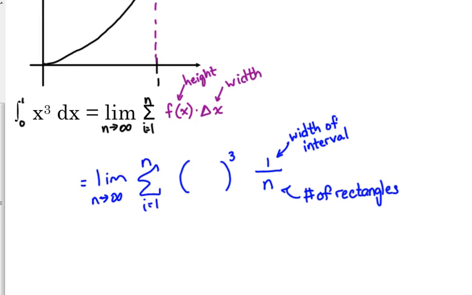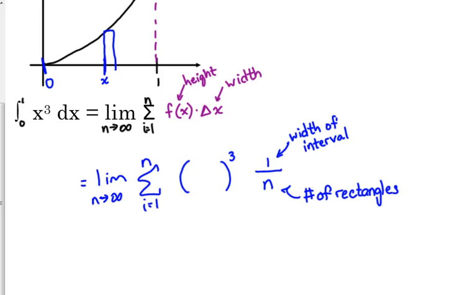So, let's think about this. Say we're talking about this rectangle right here. Okay? We've got to represent this x value, but we can't use x. So, we use our starting point. We started at 0.